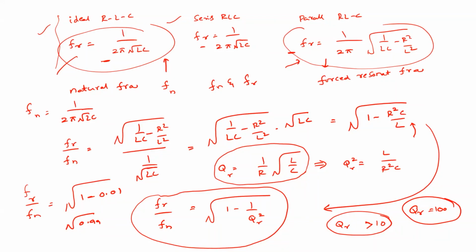So whenever the question is about resonant frequency, this is the formula. This is also resonant frequency, but we are forced to operate at the resonant frequency by modifying the circuit. That's why it is known as forced resonant frequency. But the forced resonant frequency and the natural resonant frequency will be almost the same when the Q value is large.